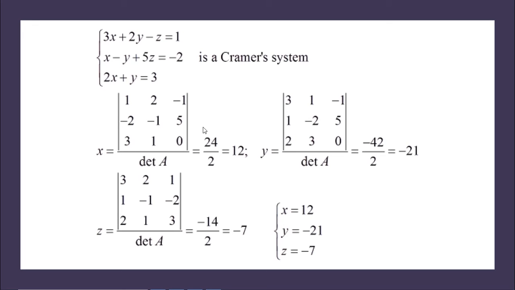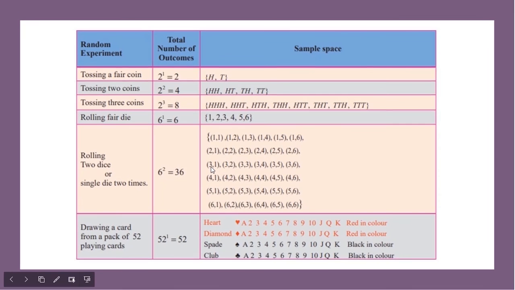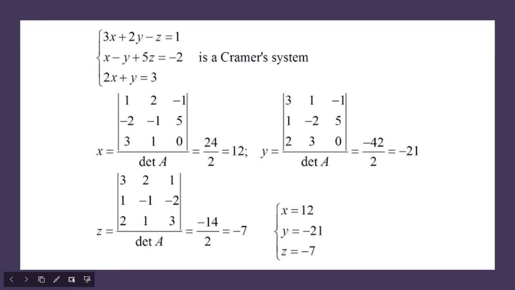So for x, the determinant of the matrix with rows 1, 2, minus 1; minus 2, minus 1, 5; 3, 1 and 0 — we have discussed how to find the determinant. The determinant of this matrix will be 24. And A is the matrix obtained from these three equations, with determinant 2. So 24 over 2 is equal to 12.